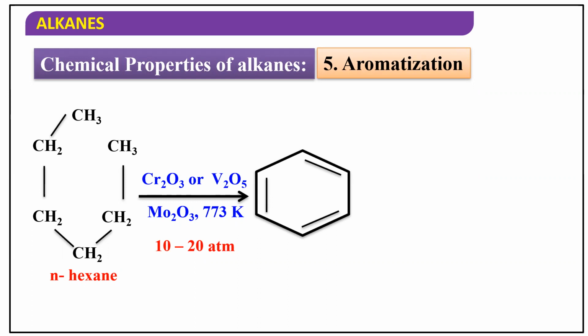And one more thing that you would have understood by looking at the reaction: the number of carbons remains the same from the starting compound to the final product, but the number of hydrogens is different. In the case of N-hexane, we have 14 hydrogens, whereas benzene has 6 hydrogens. So 14 minus 6, 8 hydrogens are removed from this alkane in order to get benzene.